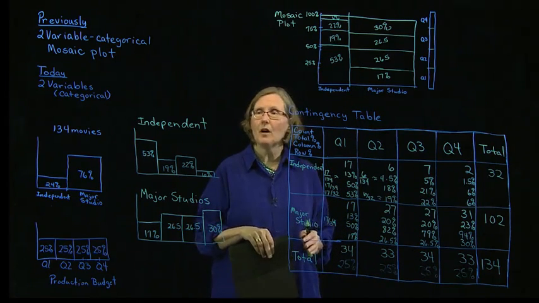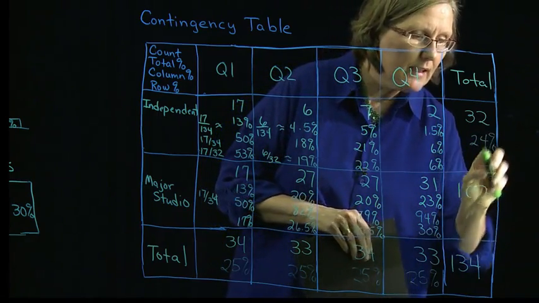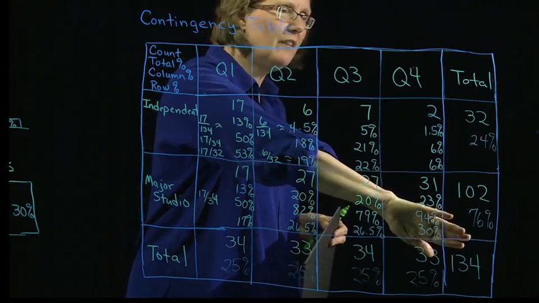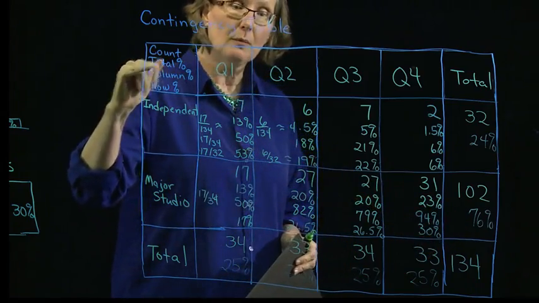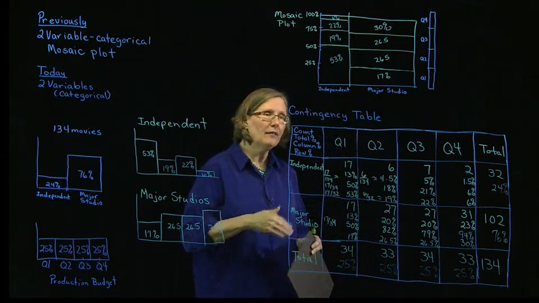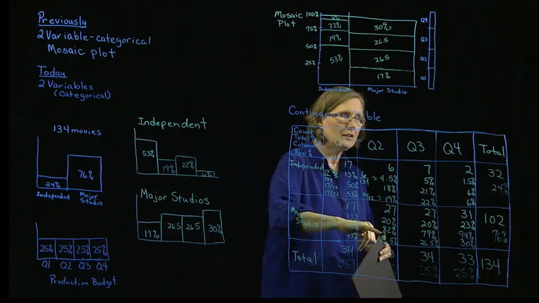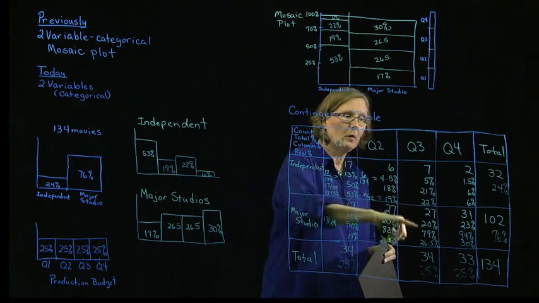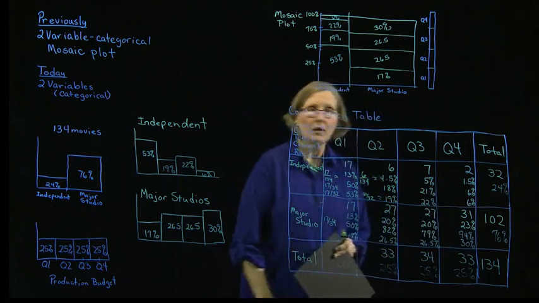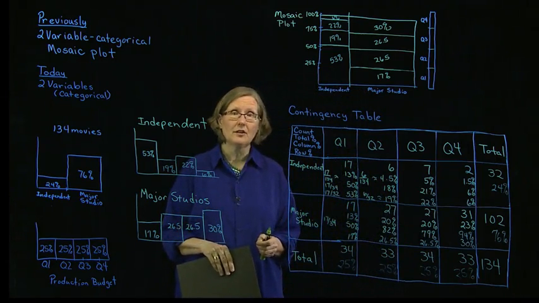The same works if we go by the column percents. 24% of our movies were independent, 76% were major studios. We'd expect that ratio of 24 to 76 within each column if the two variables were not associated. However, we see in quartile 1, it's 50 versus 50. In quartile 2, 18 versus 82. Quartile 3, 21 versus 79. And quartile 4, 6 versus 94. So it's not mimicking the 24 and 76 at all, showing that these two variables have a strong association.